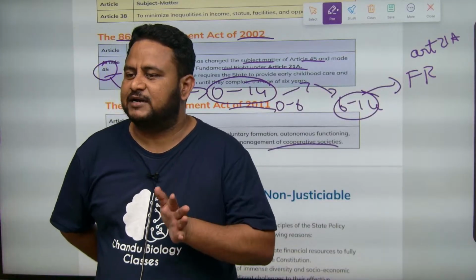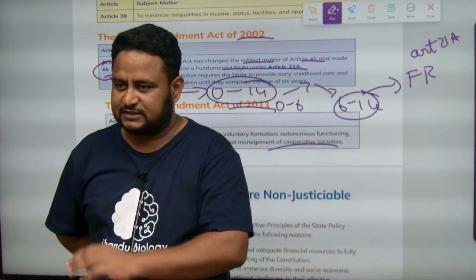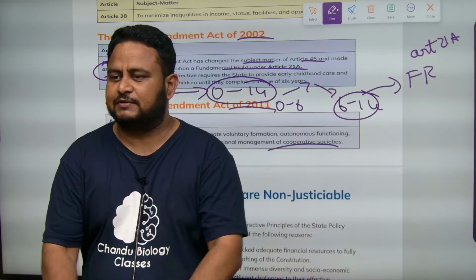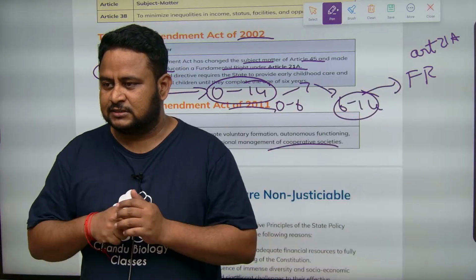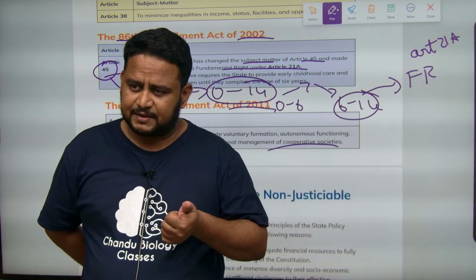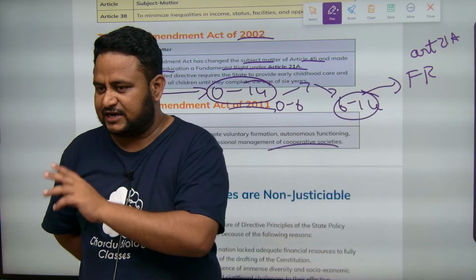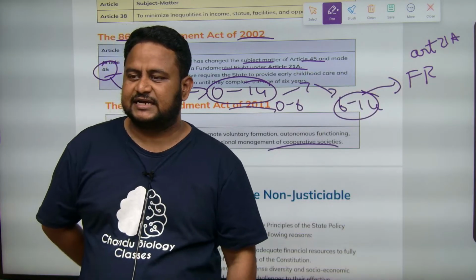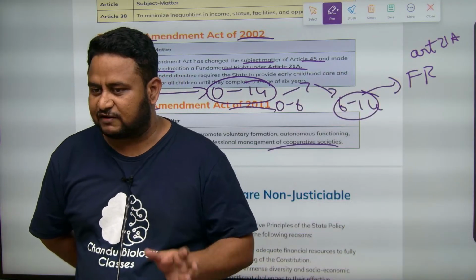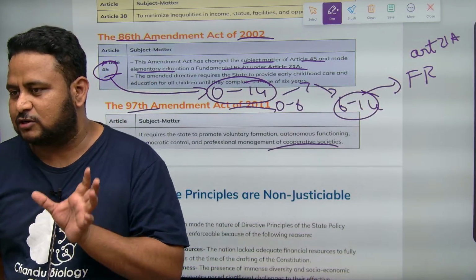Now the 44th Amendment Act of 1978 is talking about which article? 38. 38 is minimize inequalities, that's all. Now the next article is talking about education, that is the 86th Amendment Act of 2002. Article 45, some part was removed and made a fundamental right under Article 21A, that is 6 to 14 years. Next is the 97th Amendment Act of 2011. It is talking about Article 43B, that is cooperative societies, very important.